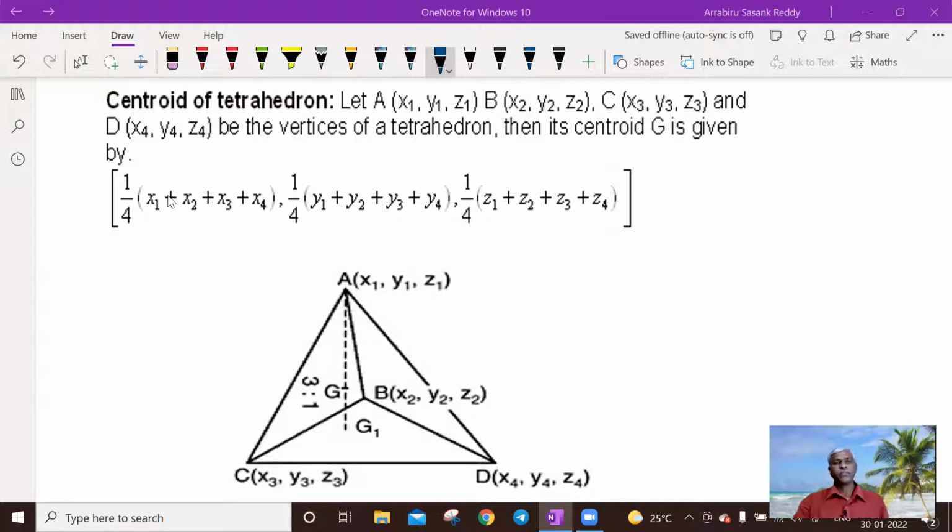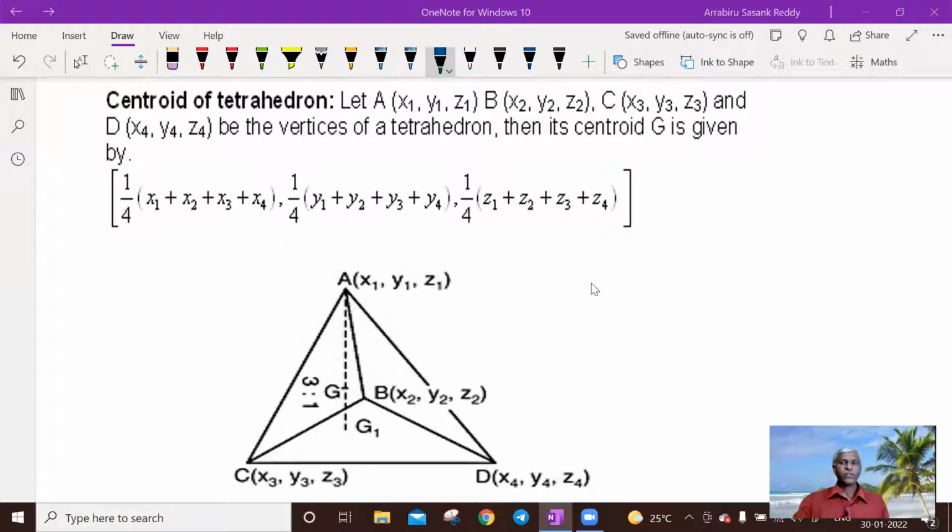There we take x1, x2, x3. Here we take 4 points. That's why 4 x coordinates: (x1 plus x2 plus x3 plus x4) by 4. Similarly y and z. So these are some important formulae.